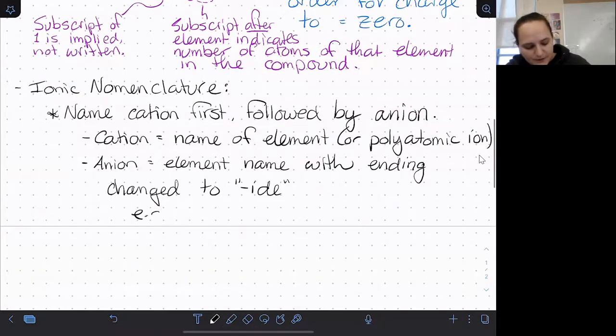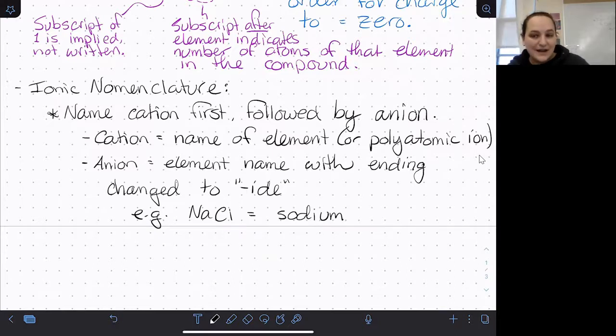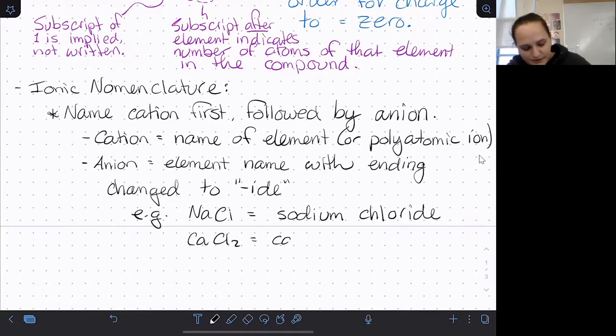So for instance, for the 2 examples that we just did, we did NaCl. Na is sodium. A sodium ion is just called a sodium ion. Chlorine became an anion, which we call the chloride ion. So the name of this compound is sodium chloride. So whatever the last part of your anion's element name is gets replaced with "ide." So chlorine becomes chloride. So this other example that we did would be calcium chloride.